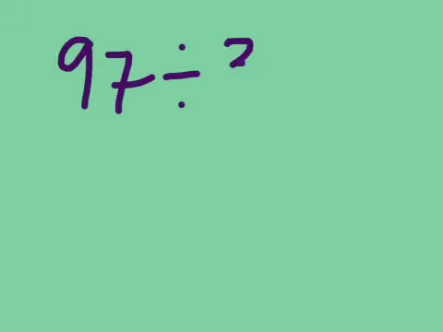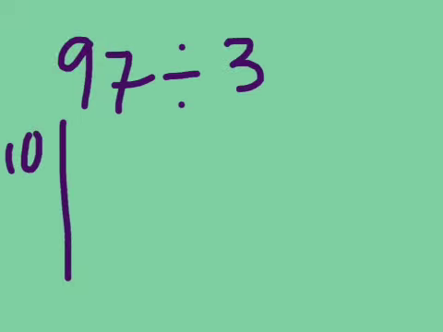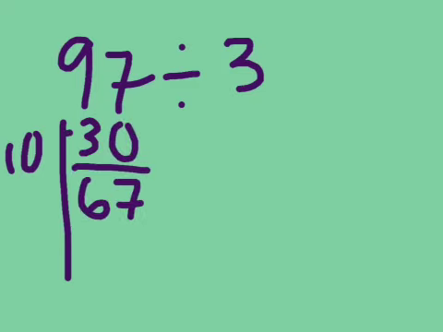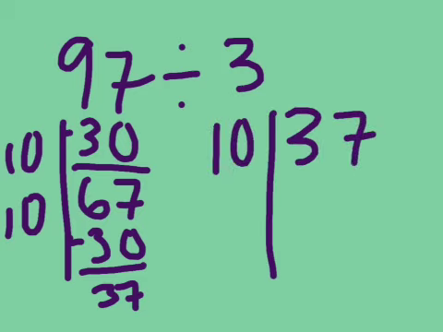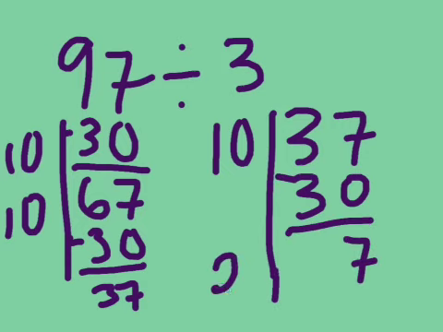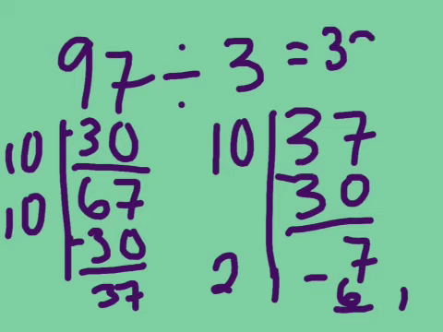For the first question, 97 divided by 3, we're going to start out making 10 groups of 3. That gives us 30. We subtract them to get 67. Let's make another 10 groups of 3. Subtract them to get 37. Now we're going to subtract another 10 groups of 3, which gives us 30 again, and we've got 7 left over. So now we can make 2 groups of 3, which gives us 6, and we have 1 left over. So altogether we've made 32 groups of 3 with a remainder of 1.